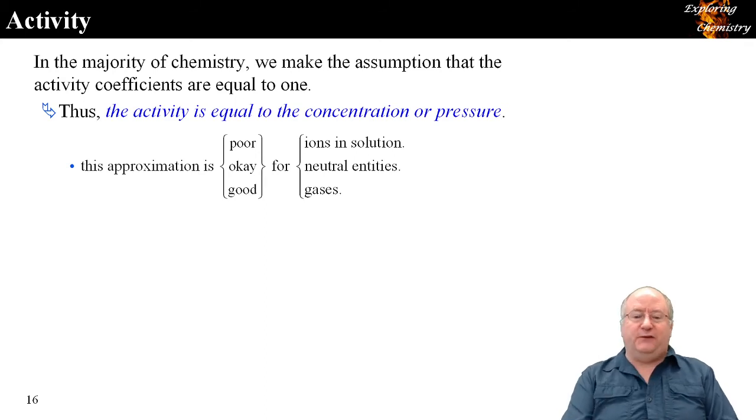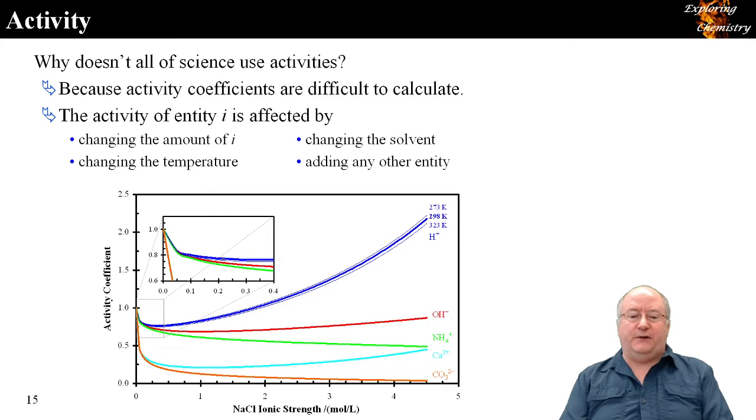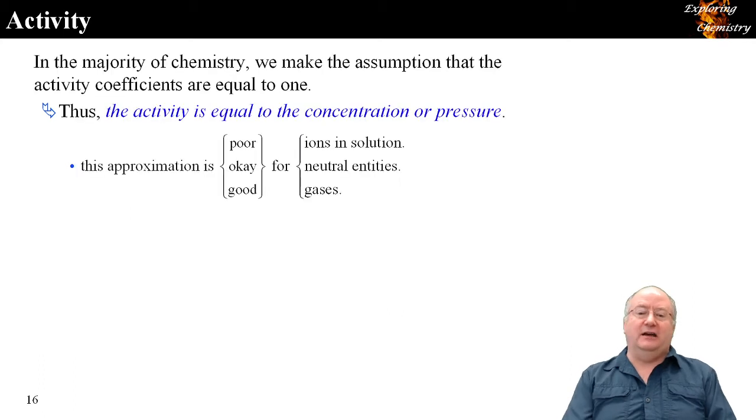And as you can see from this figure, the activity coefficients range from about 0.1 for carbonate up to over 2 for the hydrogen ion in just that environment. They change dramatically, and so it does affect your results. However, what we are going to be doing in this class is assuming that the activity coefficients are 1, are unity, and that activity is equal to concentration and pressure.